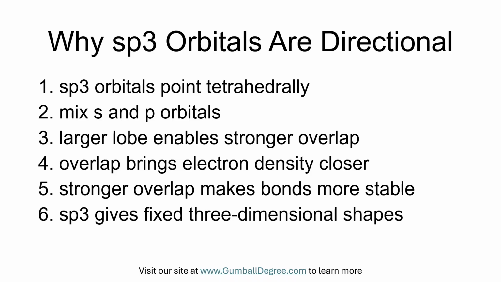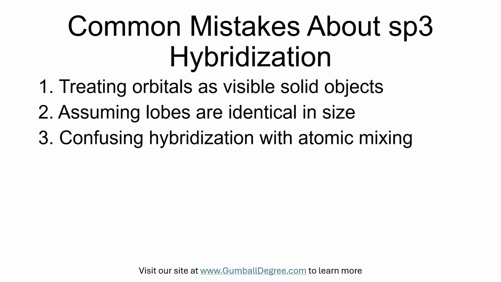That is why carbon with sp3 hybrid orbitals forms single bonds that are held in fixed directions and give molecules their 3-dimensional shapes. A common mistake is thinking the hybrid orbitals are real little balls you can see. They are mathematical shapes that show where electrons are most likely to be.